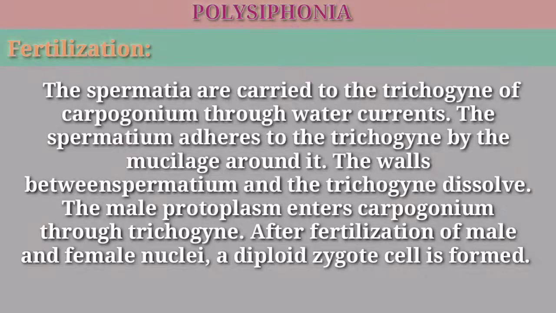Fertilization. The spermatia are carried to the trichogyne of the carpogonium through water currents. The spermatium adheres to the trichogyne by the mucilage around it. The walls between the spermatium and the trichogyne dissolve. The male protoplasm enters the carpogonium through the trichogyne. After fusion of the male and female nuclei, a diploid zygote cell is formed.